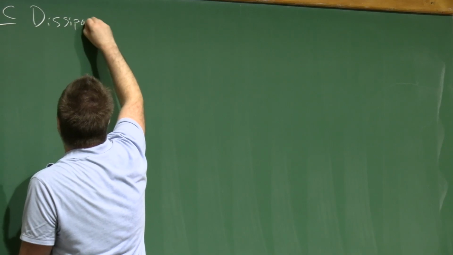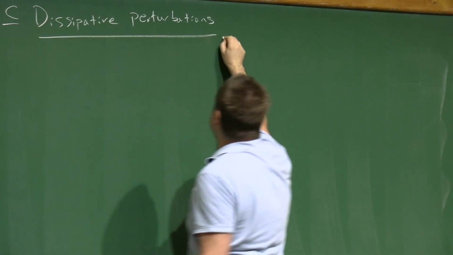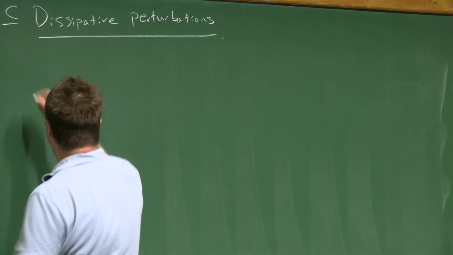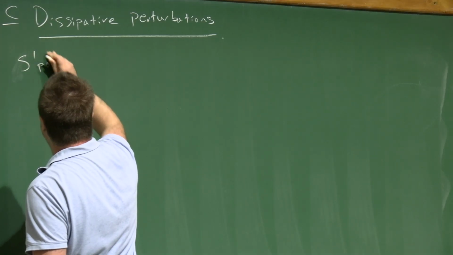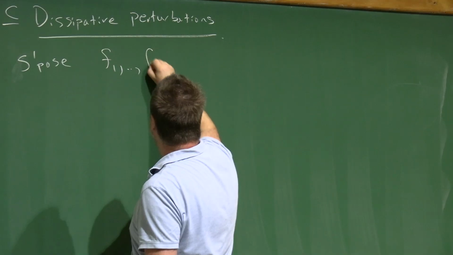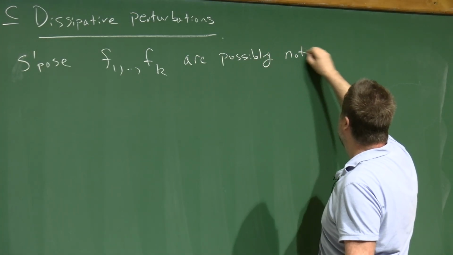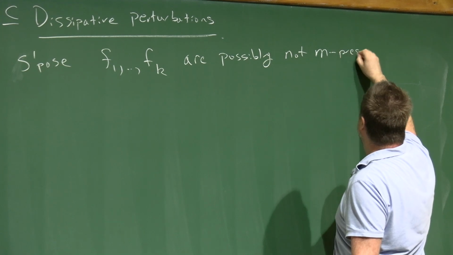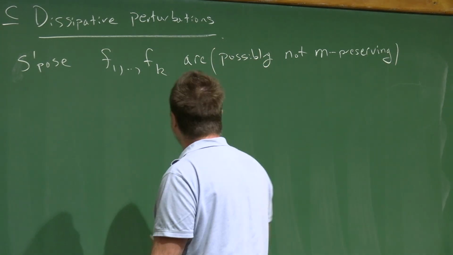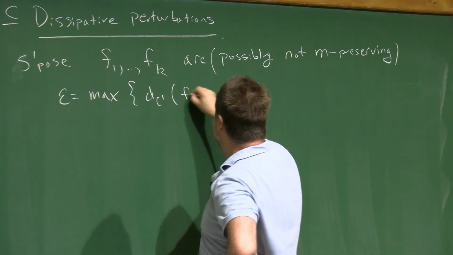So, dissipative perturbations. And so again, now suppose, Ian likes my funny word, suppose F1 up through Fk are possibly not M preserving. So we're not working in the conservative setting anymore, and we'll let epsilon be the max, again, of the C1 distance between Fi and Ai.